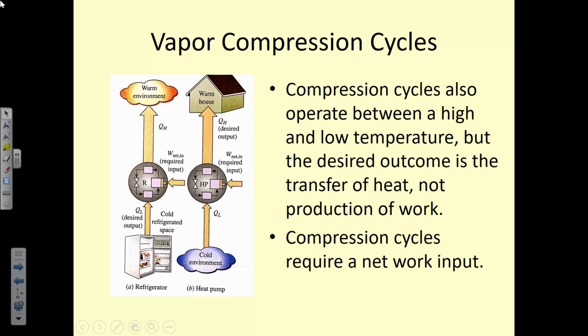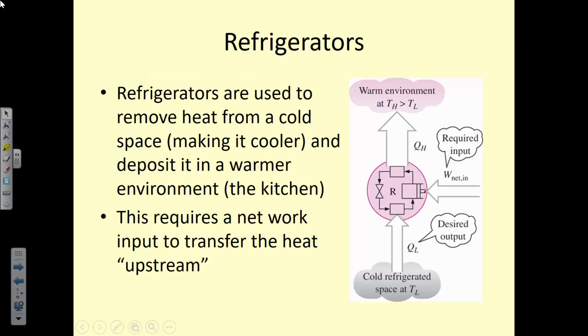So these compression cycles require work in order to reverse this flow of heat transfer, because otherwise we would be violating the second law of thermodynamics, right? So energy has a directional quality to it. We can't just arbitrarily transfer heat in any direction we want. If we go opposite to nature or in the direction of decreasing entropy, it requires work in order to do that. So refrigerators, as mentioned, are to remove heat from a cold space to make it colder.